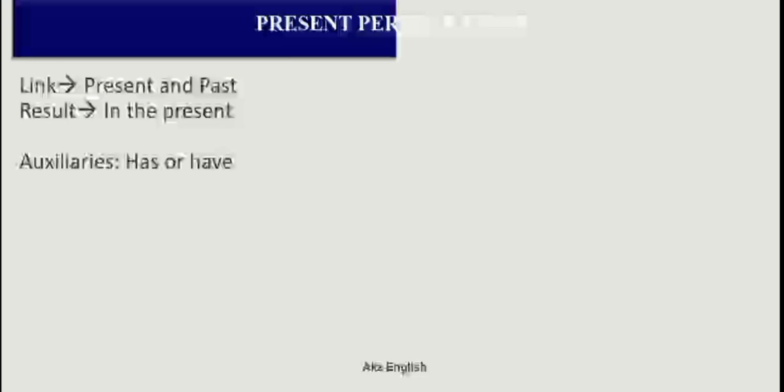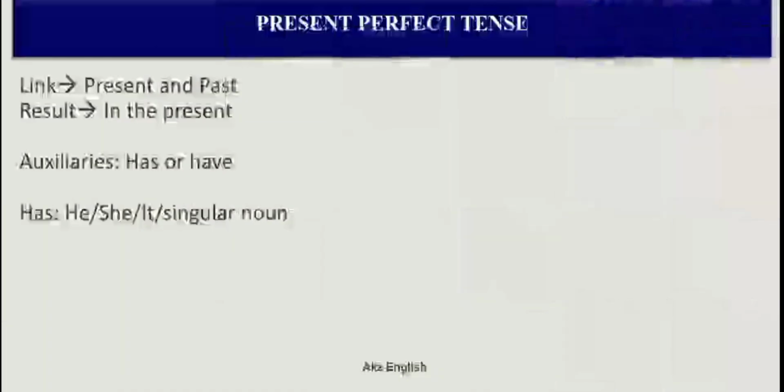So now we have the basic two things: auxiliaries. Present perfect tense has two auxiliaries. One is has and the second one is have. We may use either has or have, but there are conditions where we use has and where we use have. The first auxiliary is has.